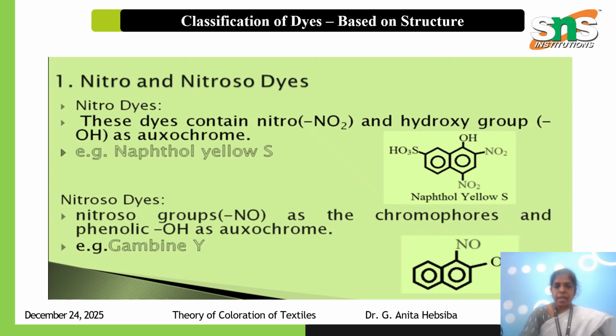So nitro and nitroso dyes. Here we have the nitro group as the chromophore and the hydroxy group as the oxochrome. The common example we can note is naphthol yellow. In naphthol yellow, the presence of the nitro group gives a yellow color to the dye, but the presence of the hydroxy group, that is the oxochrome, deepens the color. In nitroso dyes, the nitroso group, that is the NO group, acts as the chromophore, and the phenolic OH acts as the oxochrome. Example, gambine Y.